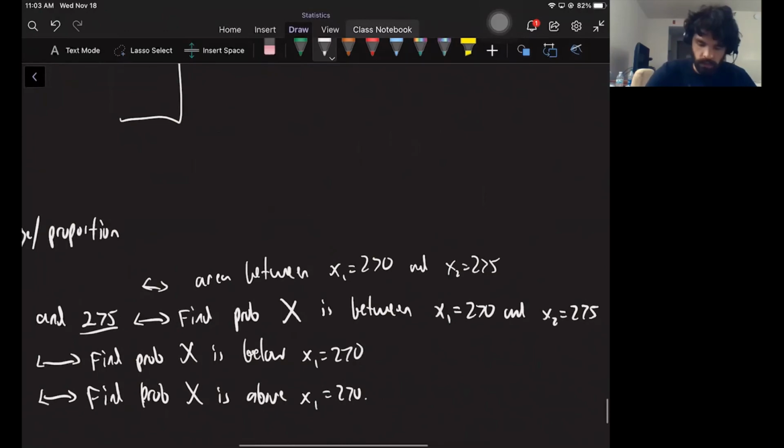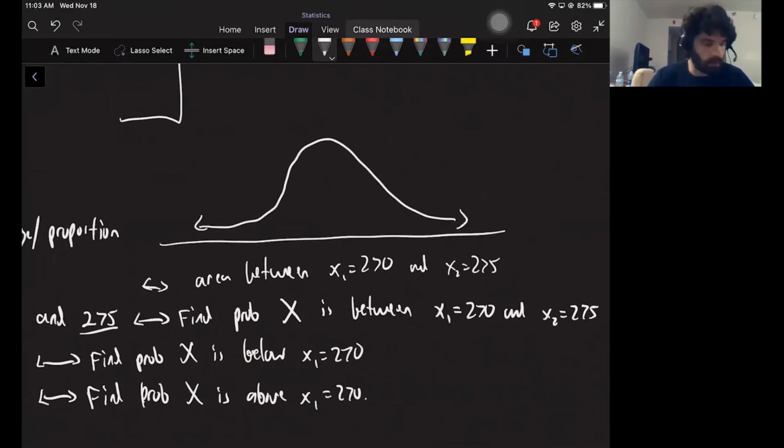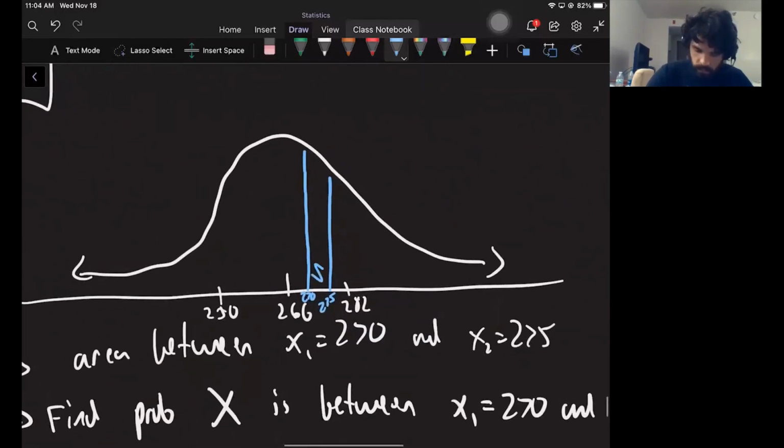Then what we're really doing is translating this question into this area problem for this normal distribution. So there's 266, 282 if you add 16, and 250 if you subtract 16. Then what we are really doing is finding this area between 270 and 275 to answer this type of question.